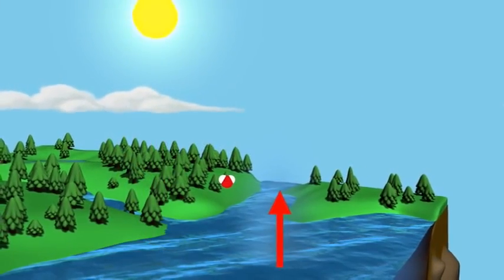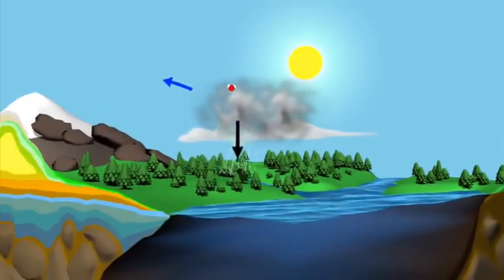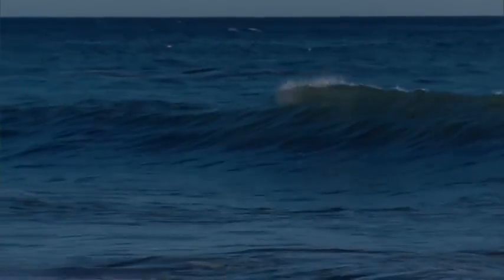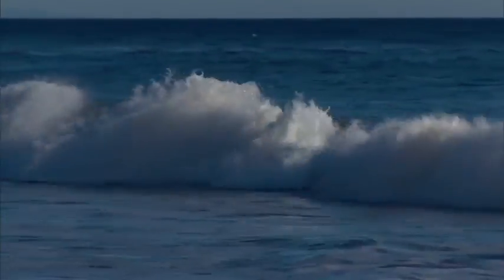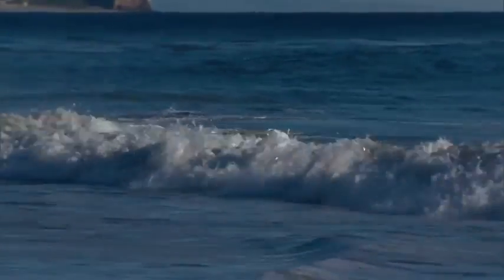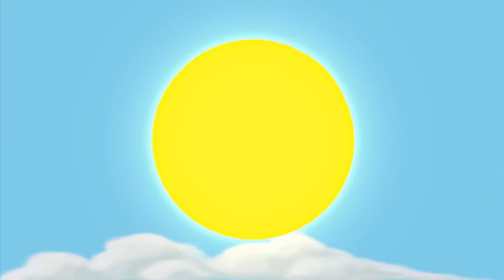Let's follow a single molecule of water beginning in the ocean through the paths it might take before eventually winding up right where it started, back in the big blue sea. The fuel for this journey will be provided by our planet's prime energy source, the sun.